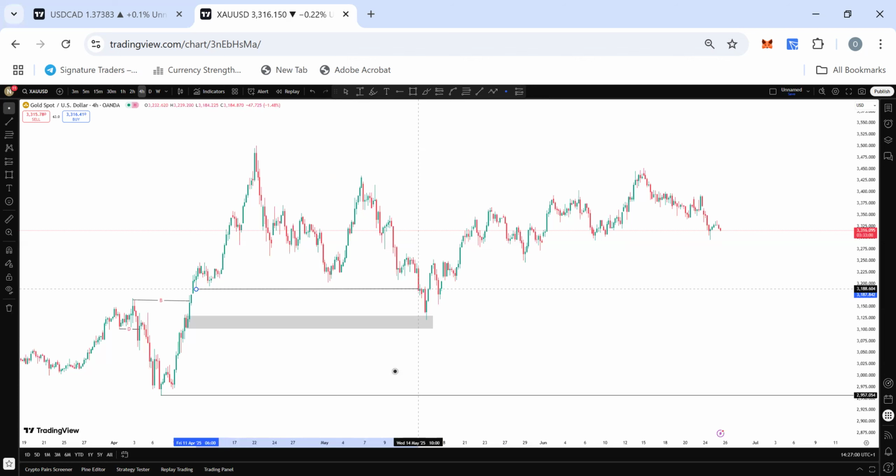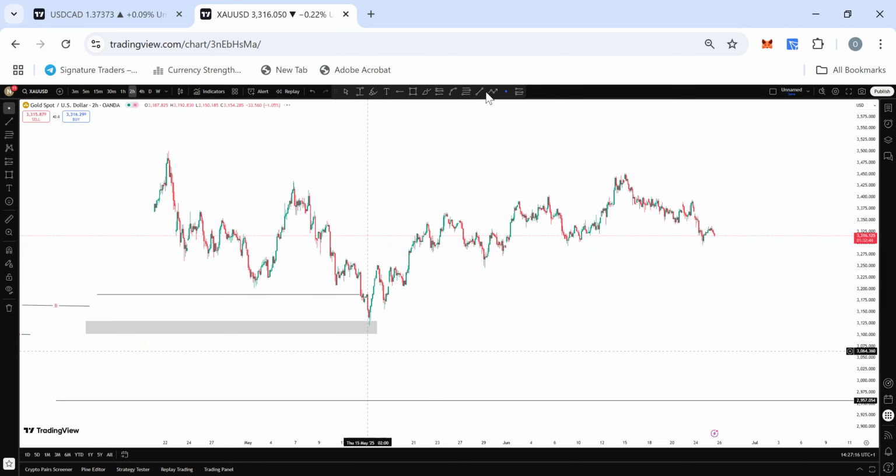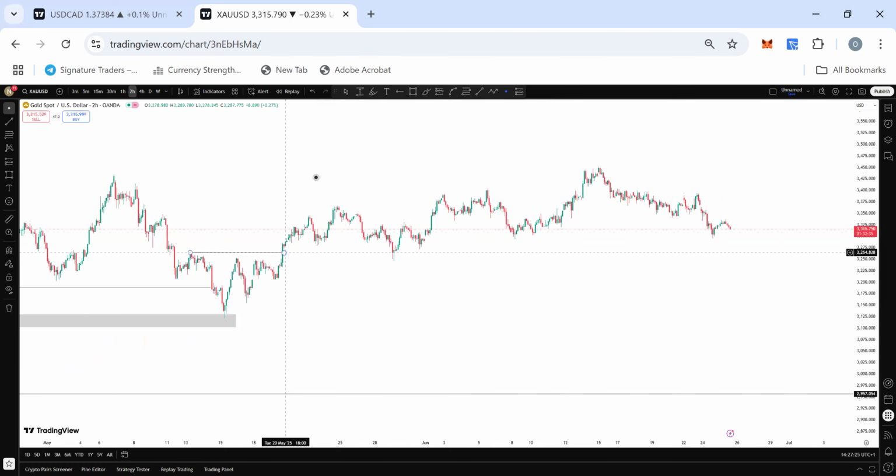Once I identify these things on my 4 hours, I can go down to a lower time frame, because I'm a day trader. I can go down to my 15 minutes, 5 minutes, and 3 minutes and start looking for entry. So the next thing, let's go to the 2 hours time frame. Here you can actually see a change of character, because price has mitigated on the higher time frame, which is 4 hours. I can consider this to be a change of character for me.